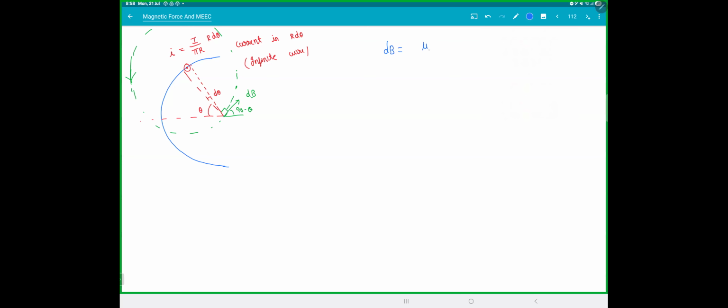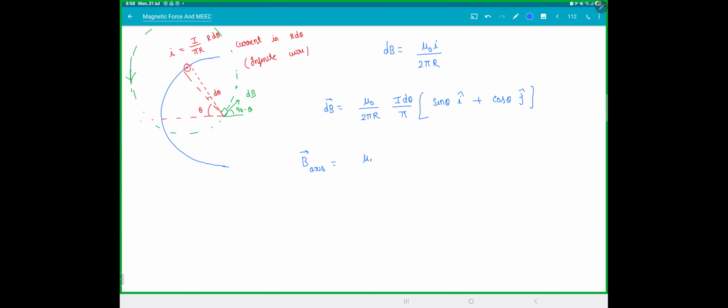So dB will be mu naught I by, it's an infinite wire, 2 pi r. So dB bar, the vector form, will be mu naught by 2 pi r. I will be, r and r will cancel, I d theta by pi, cos 90 minus theta, that will be sine theta i cap plus cos theta j cap. Since you're taking theta from the center, limits will go from minus 90 to plus 90.